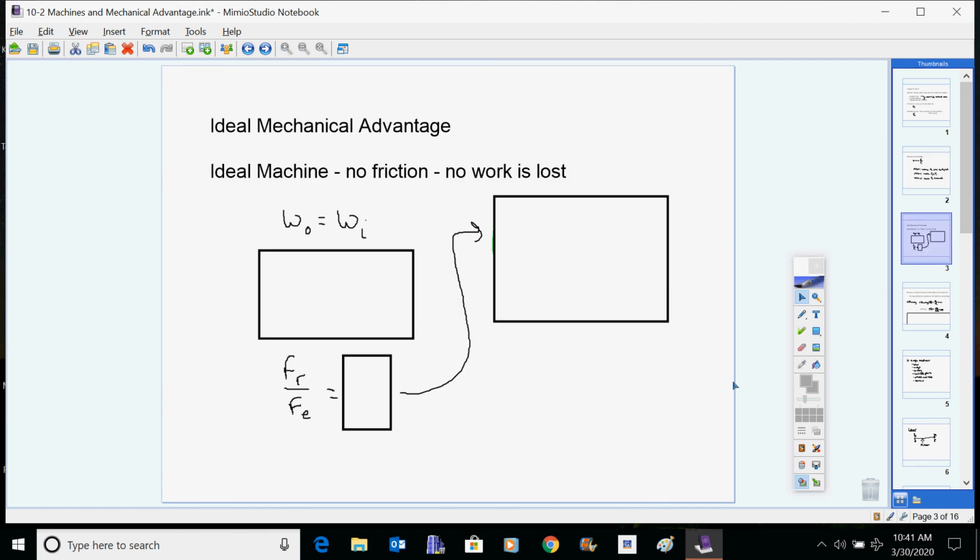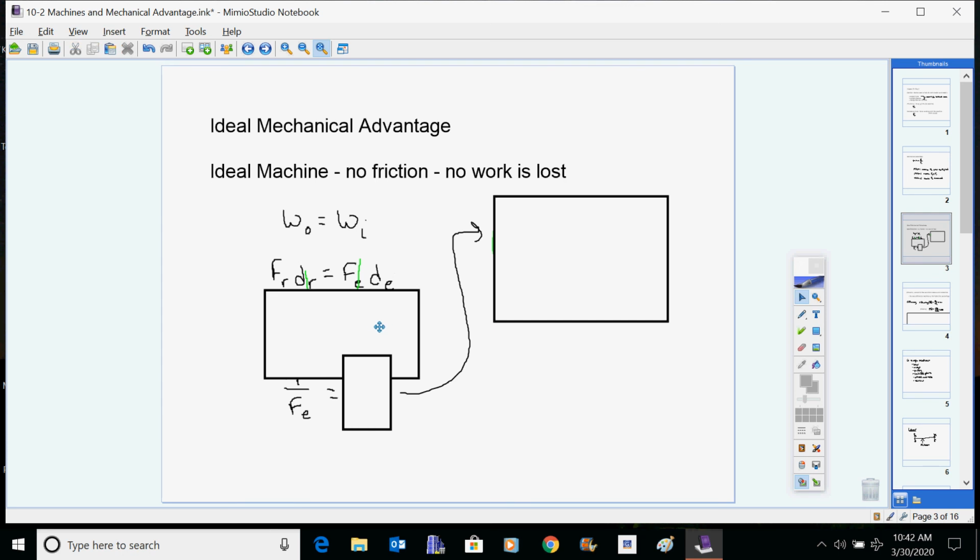Okay, so as in anything, there is an ideal. And the ideal means perfect. No friction, so none of the work is lost. Now, work is something different than just putting out the force. Work is force times distance. So WO stands for work out. WI stands for work in. So if the work out equals the work in, then that's ideal. That's perfect. There's no extra credit in machines. So you can't have more work out than the work that was put in.